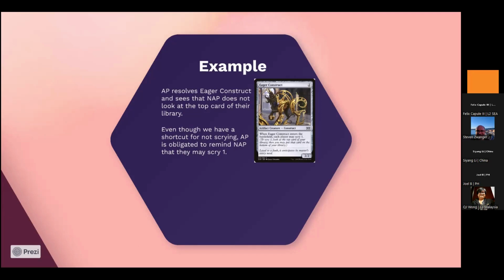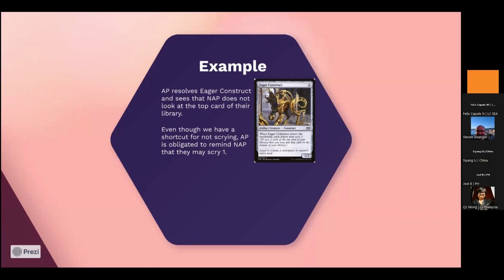Because there's such a high potential that the players are not communicating well here, you should step in as a judge. And same thing for the Eager Construct case. If one of the players doesn't scry, you should step in as a judge and remind them, hey, you can scry, because there's a very, very high potential. And if you wait to see if somebody gets upset, the game might have advanced and it might be too late to effectively step in.